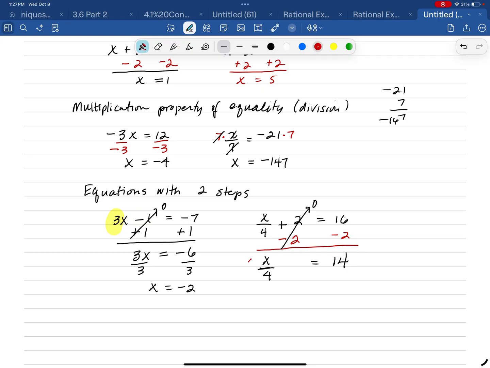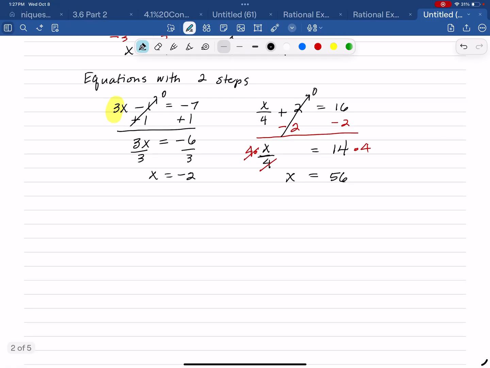The opposite of division is multiplication. So I'll multiply by 4. That leaves me with 4 divided by 4 is 1x. And then 14 times 4, 56. So those are two-step equations. Now we want to look at some equations with parentheses.